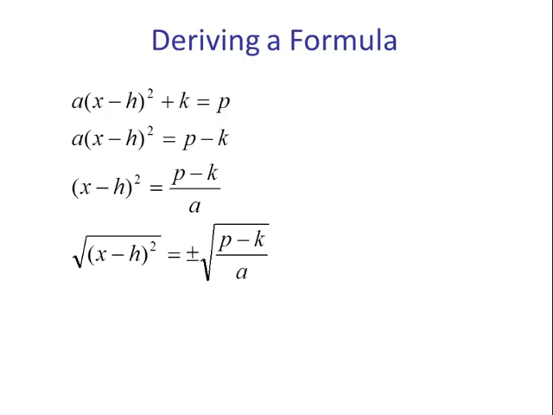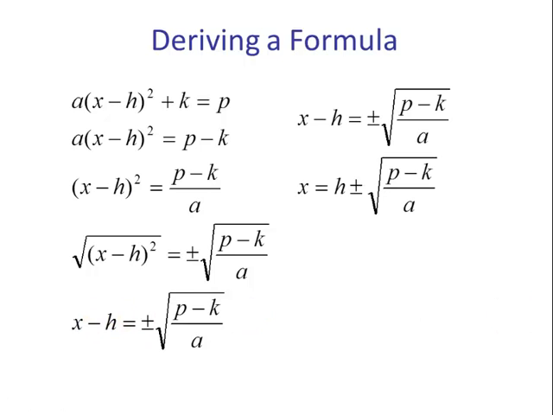Next, to get rid of the square, we take the square root. The square and the square root cancel. And we're left with x minus h equals plus or minus the square root of p minus k divided by a. Next, we want to add h to both sides. So we get x equals h plus or minus the square root of p minus k divided by a.